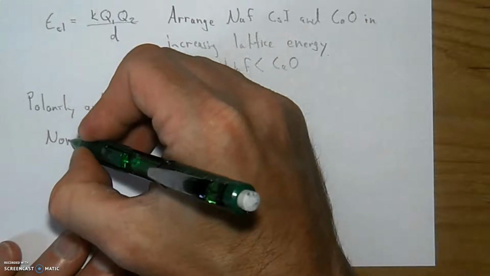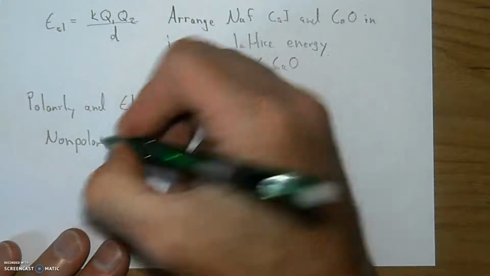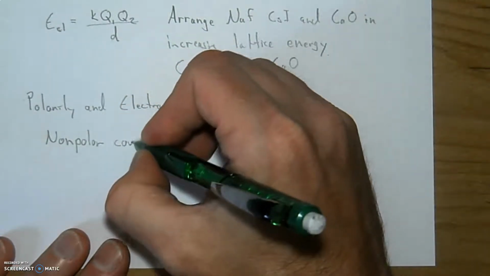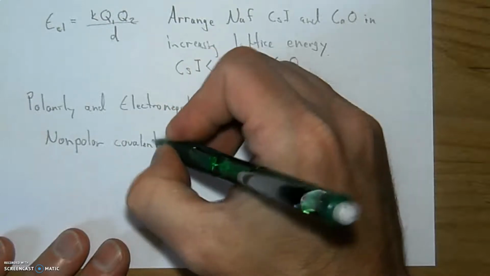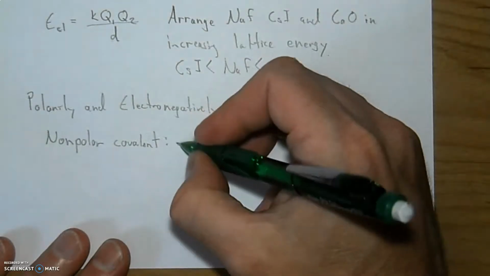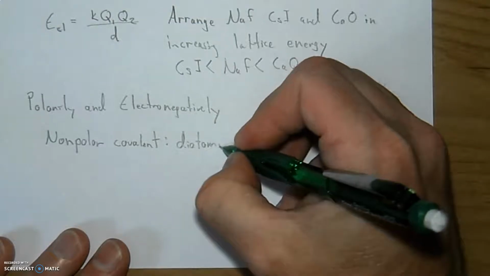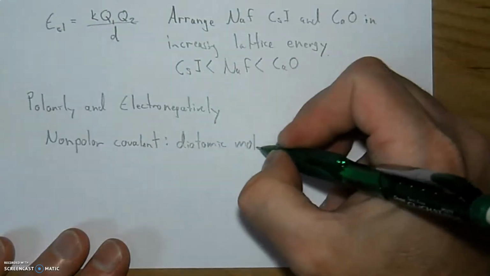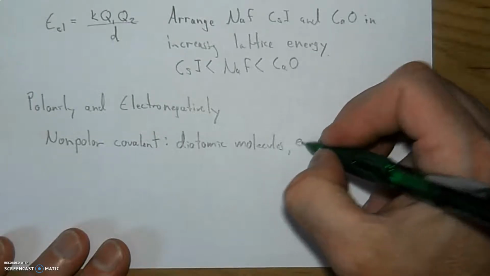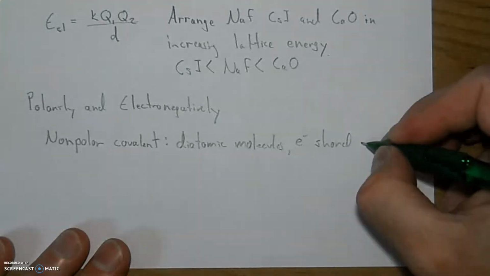So let's define a couple particles and how they would be attracted to each other. So we'll talk about nonpolar covalent. So again, these are like molecular, nonpolar covalent. And the ones that do this are diatomic molecules. So just to kind of expand on that, that means electrons are shared equally.